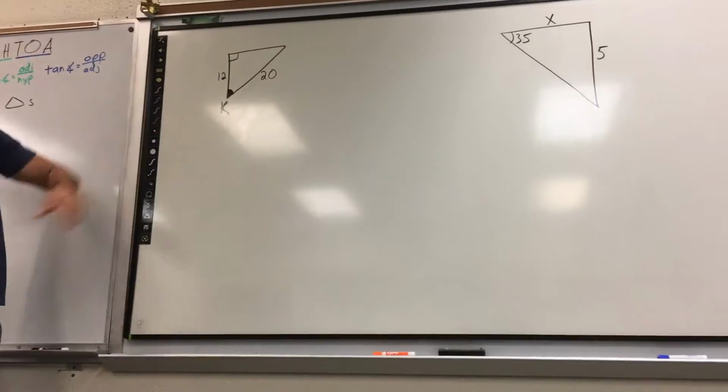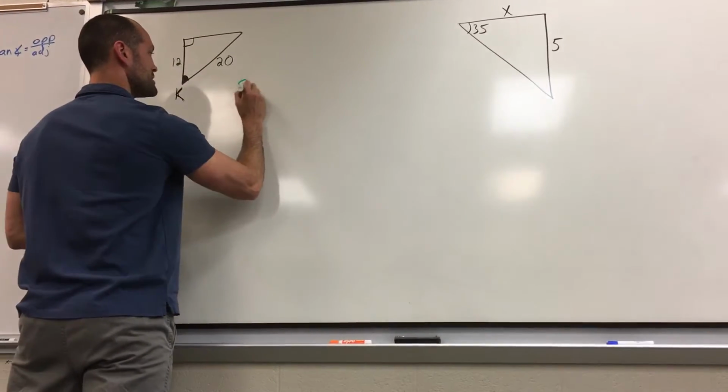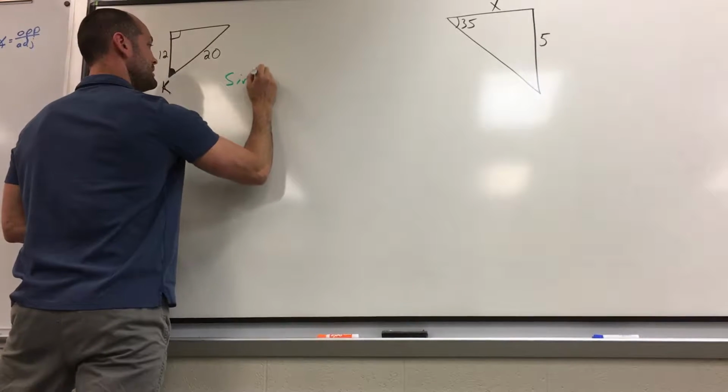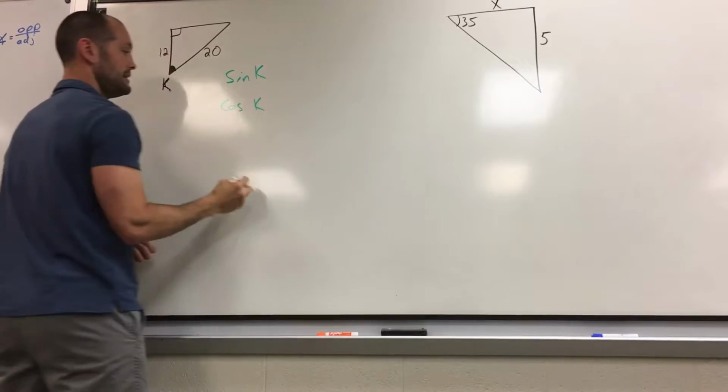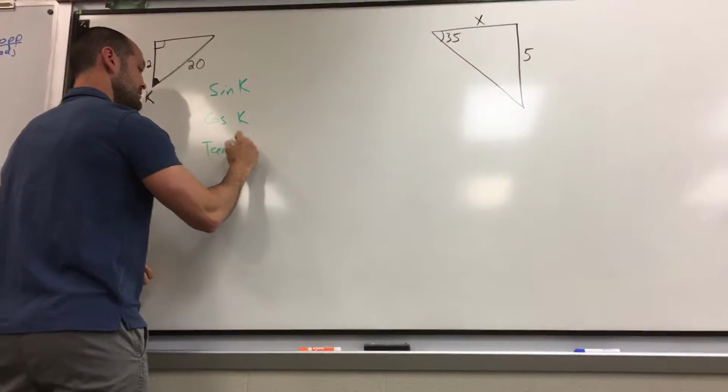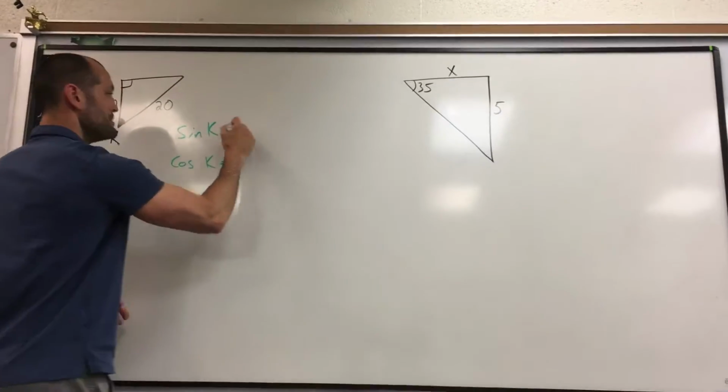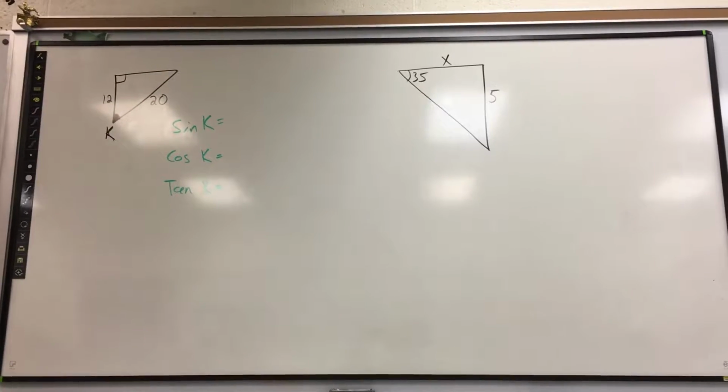All right, first one. Notice that I want the three trigonometric ratios. I want the sine of k, and remember k represented an angle. I want the cosine of k, and I want the tangent of angle k. But we're missing some information. But the good news is it's a right triangle.